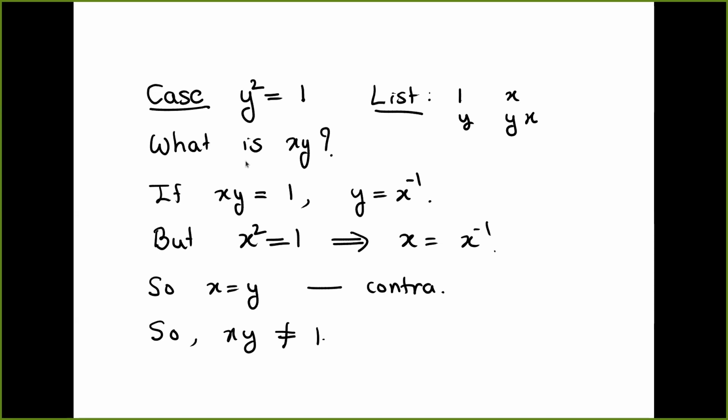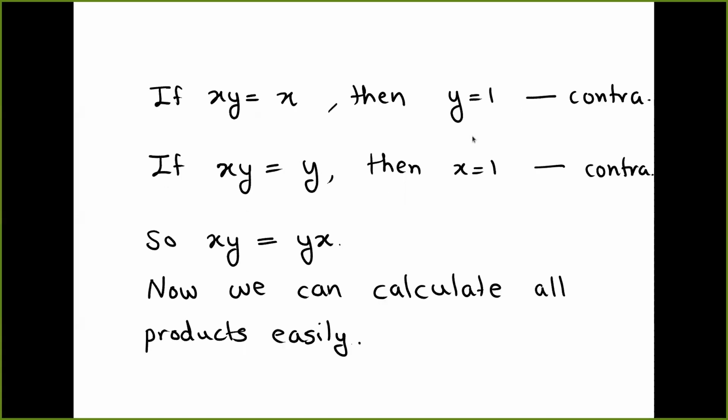So xy is not equal to 1, then what else can it be? Can it be equal to x? Well, if xy is equal to x, then you can cancel out x and you get y equal to 1, which is a contradiction. If xy equals y, then you can cancel out y, you get x equal to 1, which is a contradiction. And so xy has to be equal to yx.